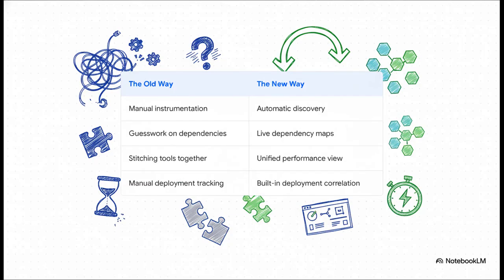Just look at this contrast here. The old way was, let's be honest, a real pain. You had to manually instrument your code, kind of guess which services depended on which, and then try to stitch together data from like 5 different tools. The new way is all about automation. We're talking live dependency maps, one single unified view, and it even connects performance problems directly back to recent deployments. It's a huge leap forward.